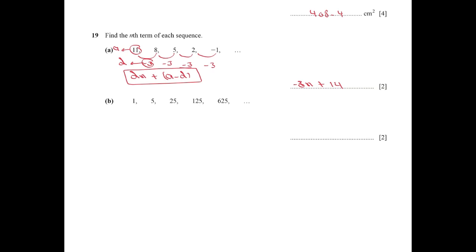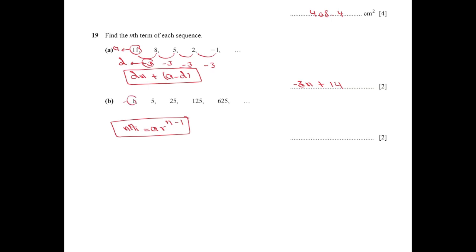The other sequence, we can see that the other sequence is a geometric sequence. The geometric sequence 1, 5, 25, 125, 625 and so on. The rule of the geometric sequence is the nth term is equal to a r^(n-1). This is the rule of the geometric sequence. This sequence is a geometric sequence because we can see that 25 is 5 power 2, 125 is 5 power 3, 625 is 5 power 4 and so on.